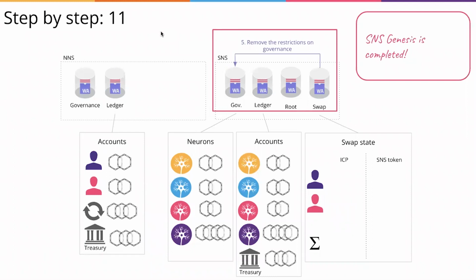To complete the SNS genesis, we remove some of the restrictions that were imposed on the governance canister at the beginning. So when the governance canister was created, it didn't have full control of its ledger. That was one of the precautions that we put in place to ensure that during the swap period, the ledger is effectively frozen for the SNS. And at Genesis time, that restriction is removed, and the SNS is now effectively an autonomous DAO, fully in control of its own ledger and the DApp that it controls.